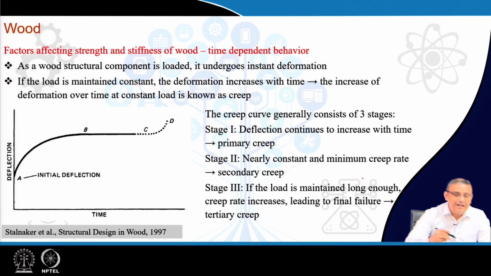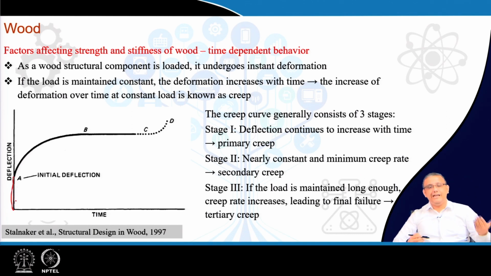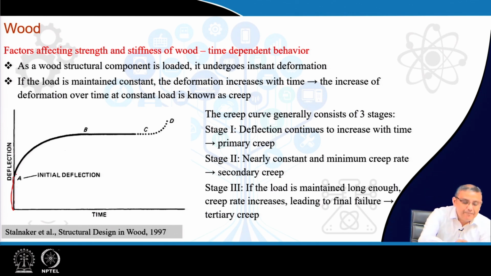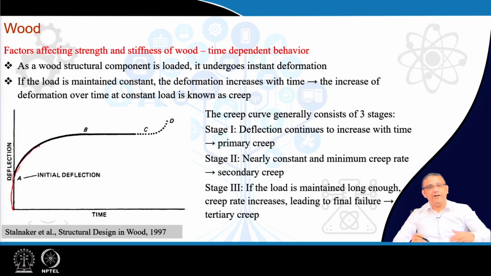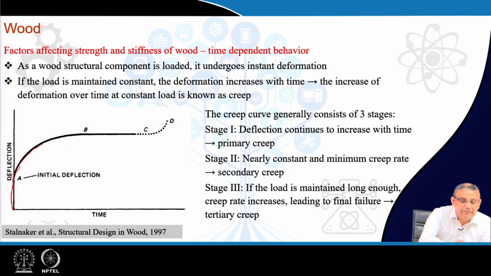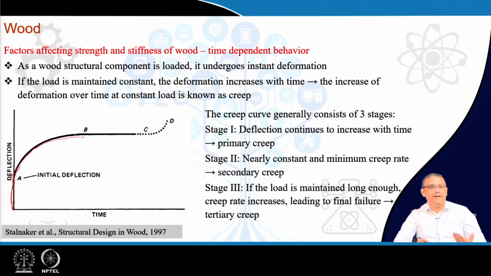So, as you can see over here, the moment the wood is loaded, typically you have an instantaneous deformation which is mostly elastic in nature, but then as the load remains constant over time, you initially have a reduction in the rate of deformation. That means, initially the rate of deformation decreases over time till it reaches a kind of plateau region, and this initial region between points A and B is called the primary creep.